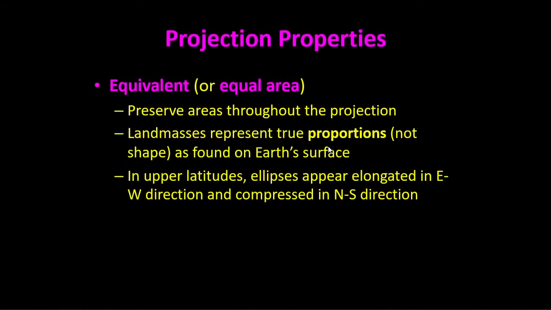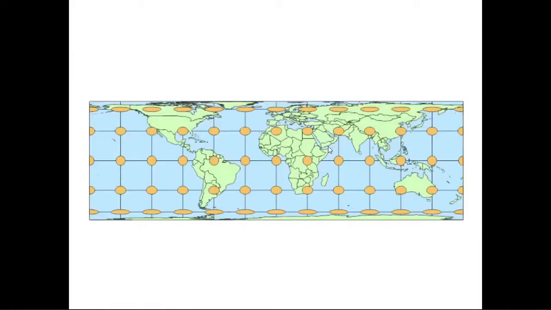And you'll notice that in the upper latitudes, the areas farthest away from whatever our central meridian might be, the ellipses appear elongated in an east-west direction and more compressed in a north-south direction. Now let me quiz you. Is this a cylindrical, a conical, or a planar? Just by the shape itself, it should be a dead giveaway that this is a cylindrical projection, which is equal area. So all of these particular land areas are true. This is really how big Africa is in relationship to Greenland. However, the distortion is quite clear.